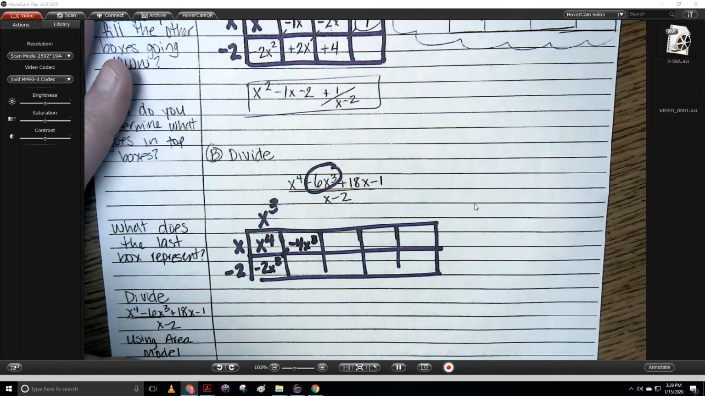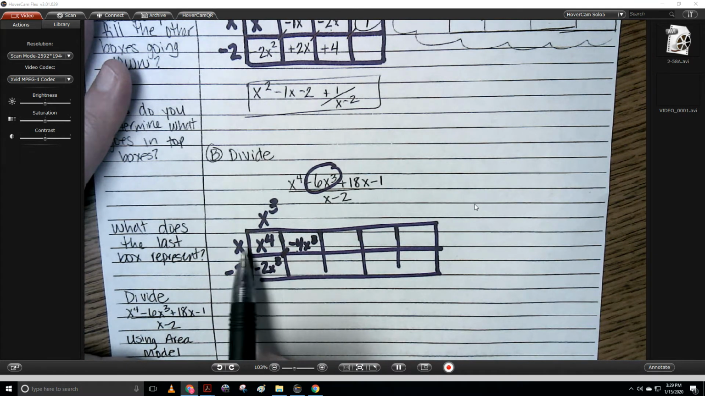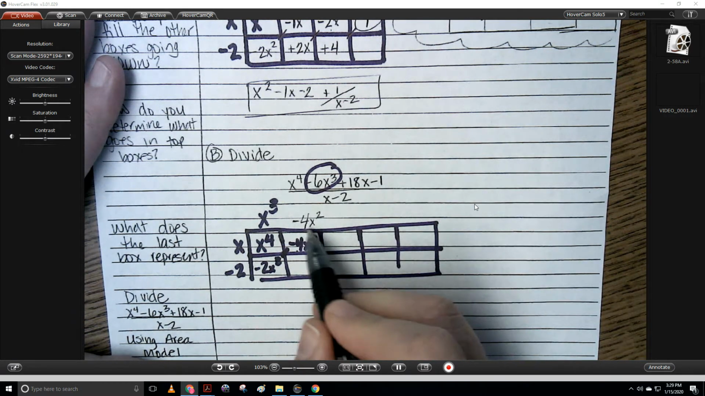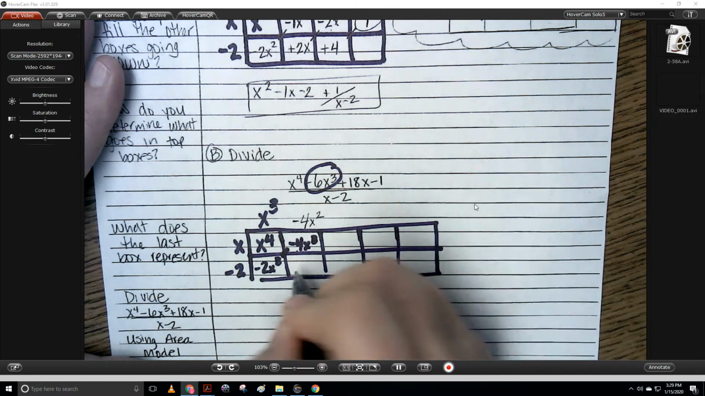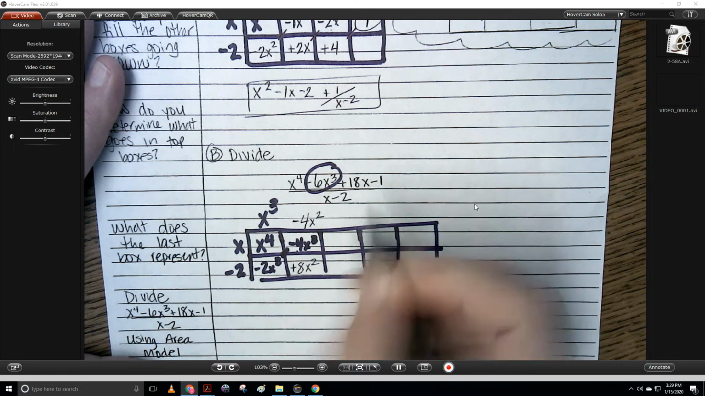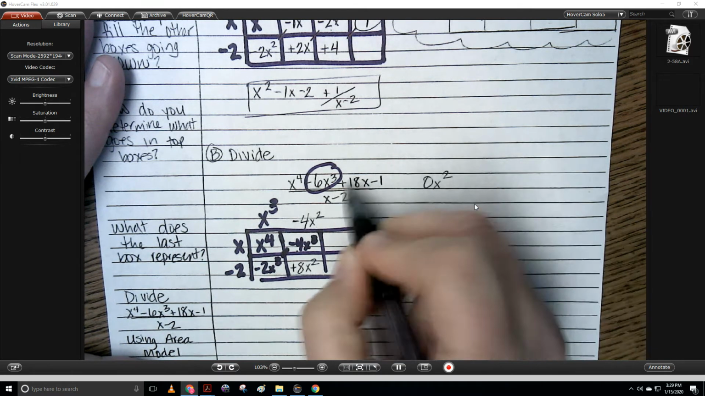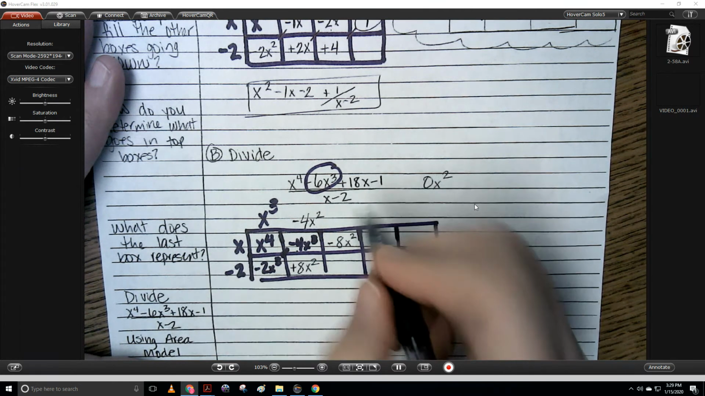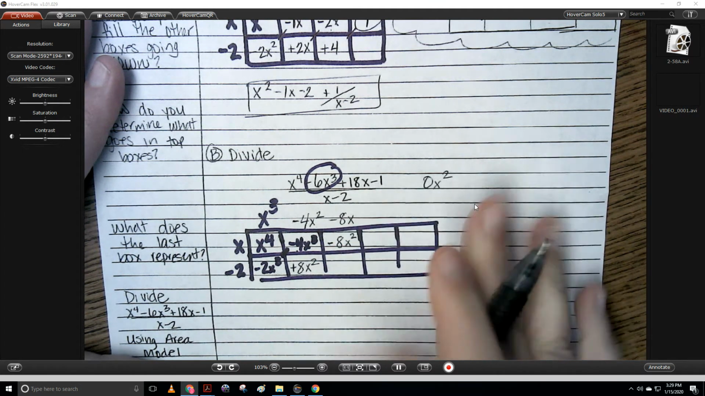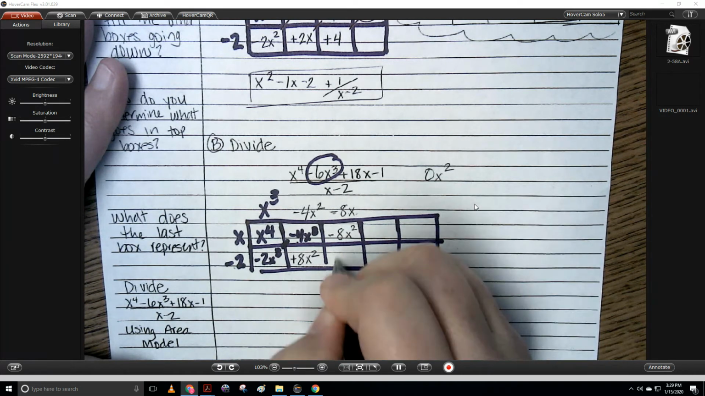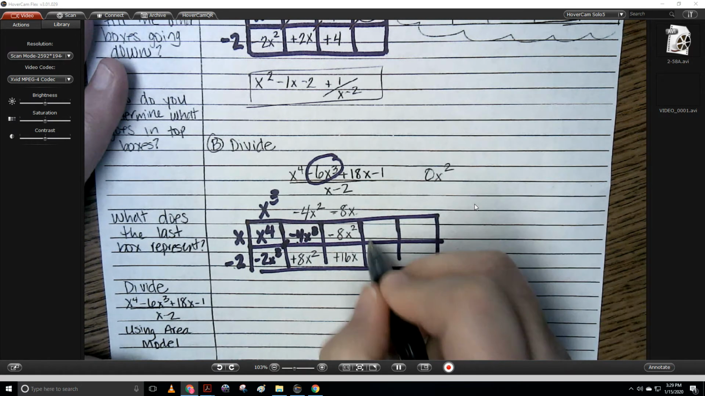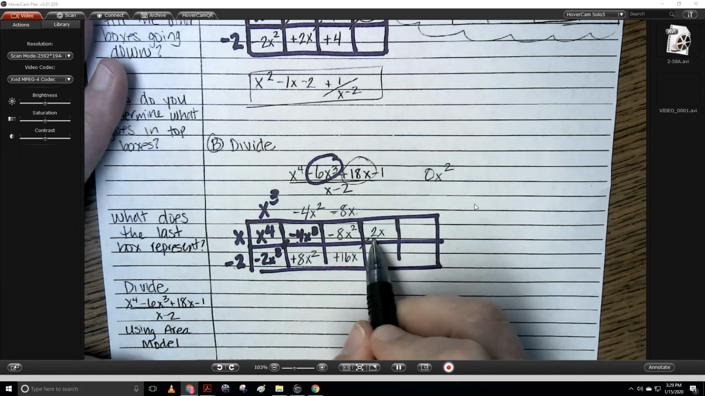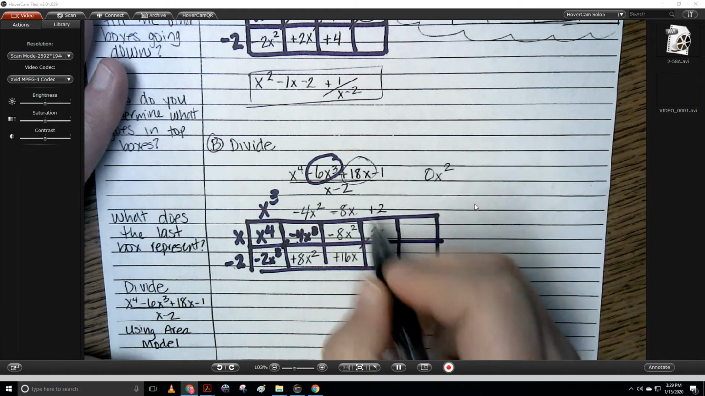And then I divide. A -4x cubed divided by x is -4x squared. I'm going to multiply -4x squared by -2, and that's going to be a positive 8x squared. Notice that there's no x squared, so this is going to be a -8x squared. Divide this by this, and you get -8x. -8x times -2 is positive 16x, and that's got to add to 18x, so this is going to make it a 2x.